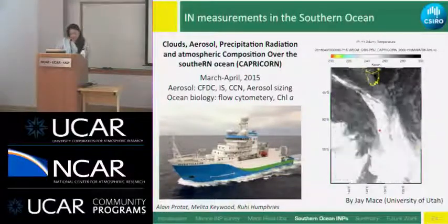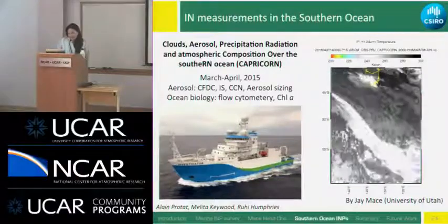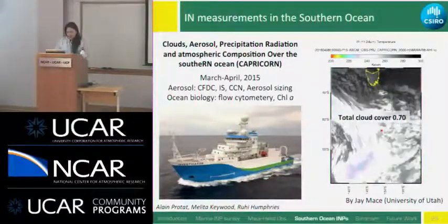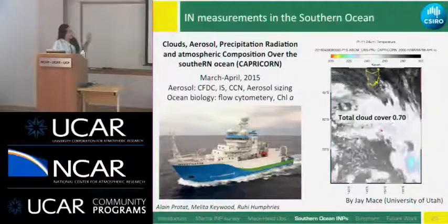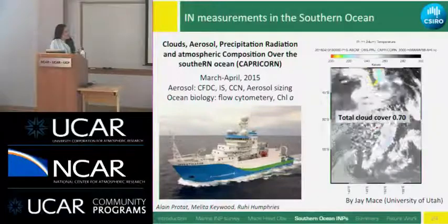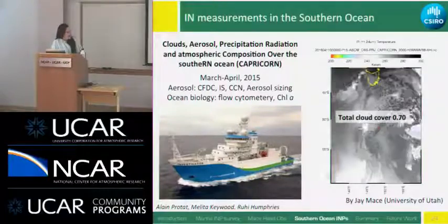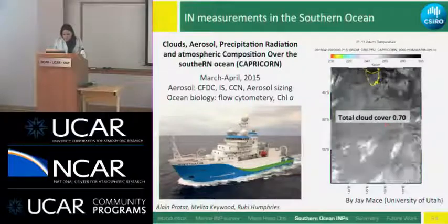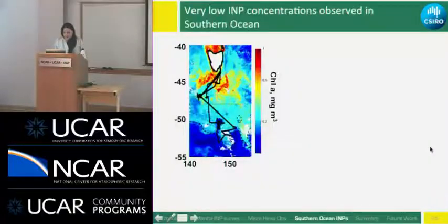And so this is an incredibly valuable data set. And we're excited about it. But we haven't made a ton of progress. But we do have some preliminary results, which I'm maybe showing today. The total cloud cover was about 0.7. This is from Jay Mace. So a pretty cloudy region. We did see a lot of supercooled liquid. In general, we saw very low INP concentrations observed in this region.